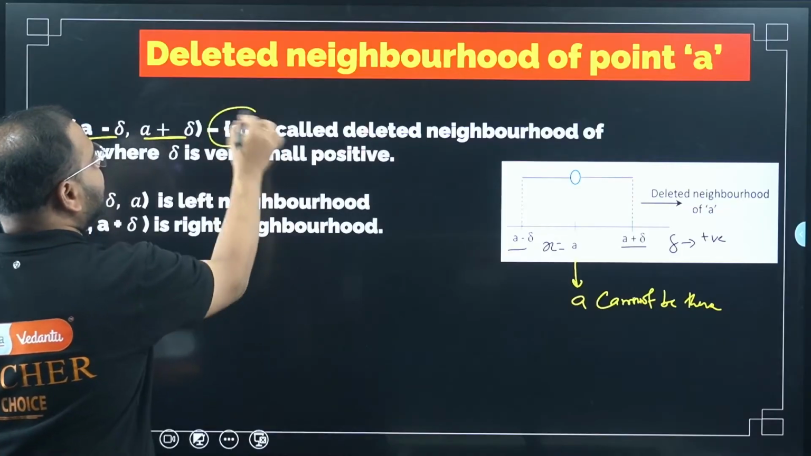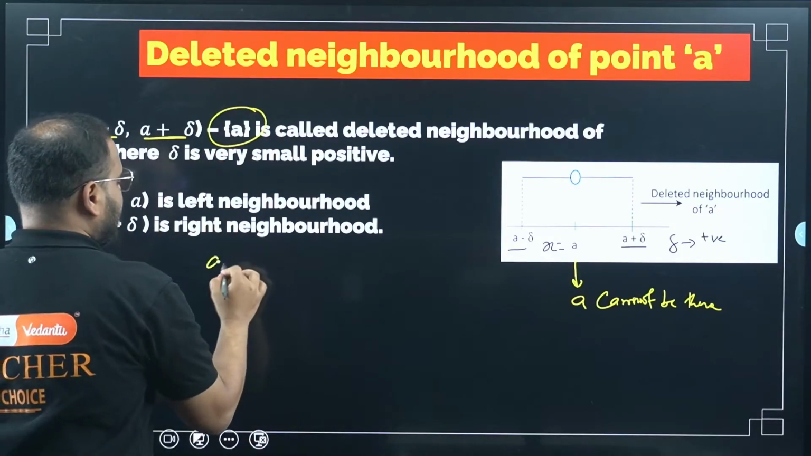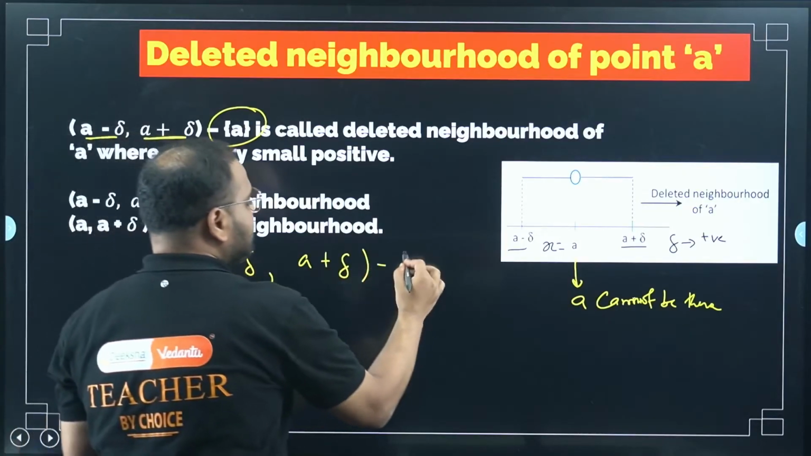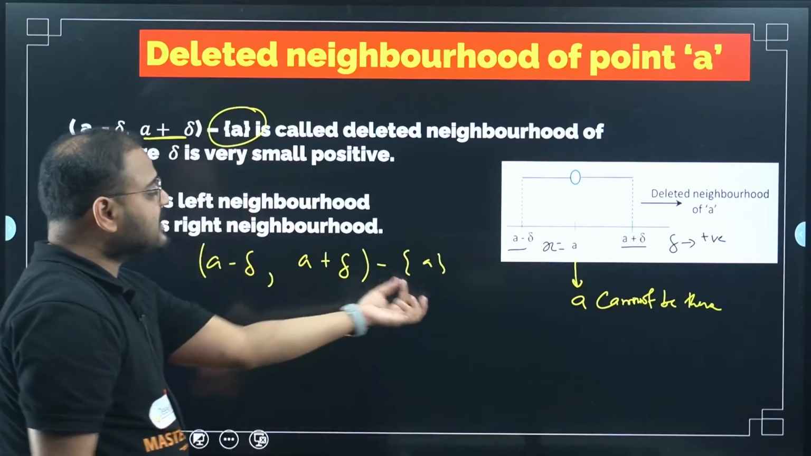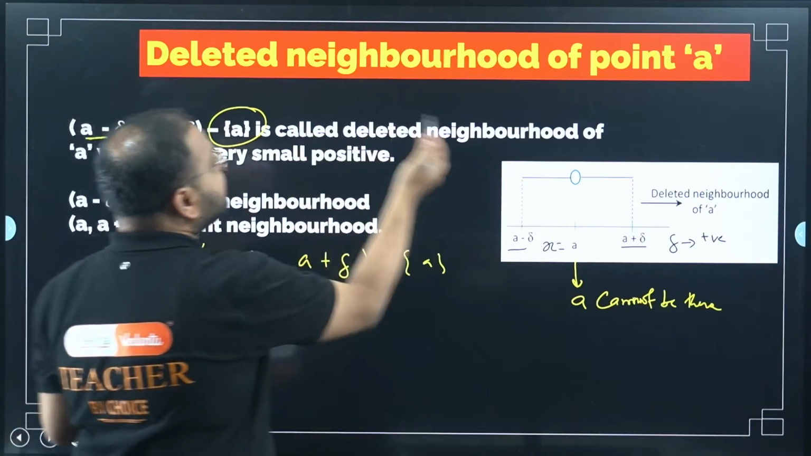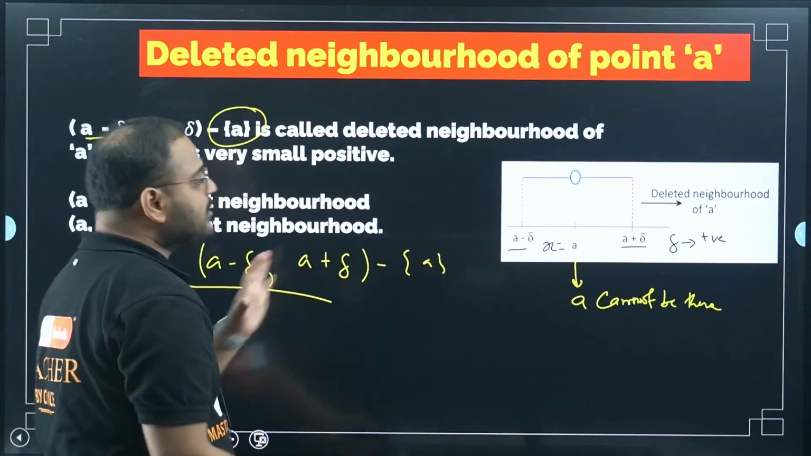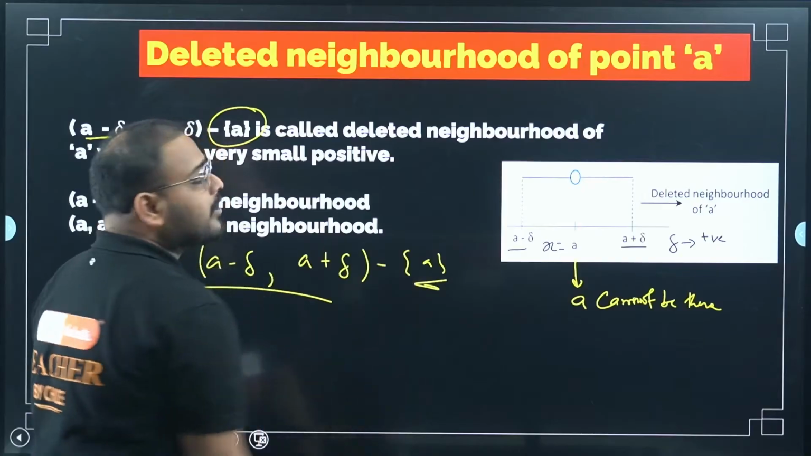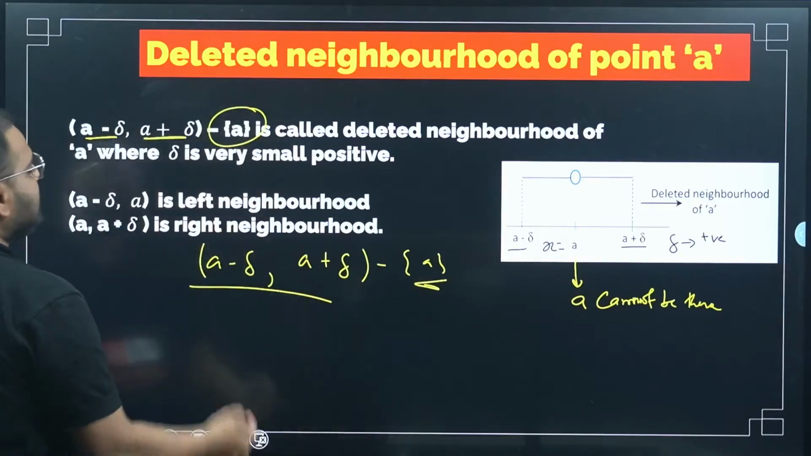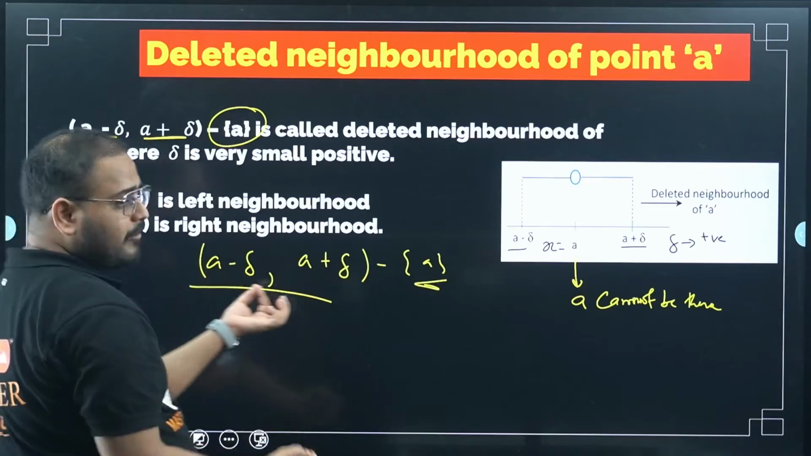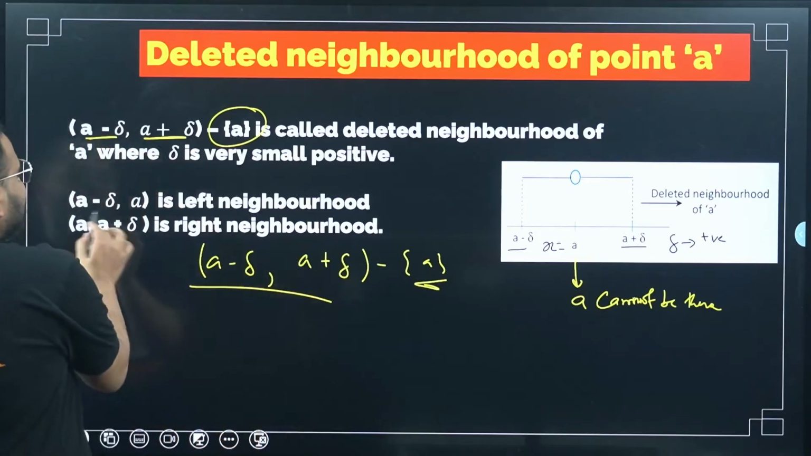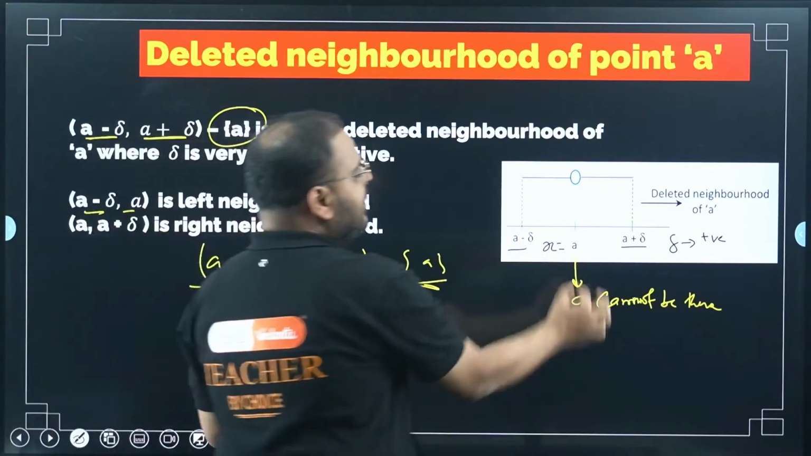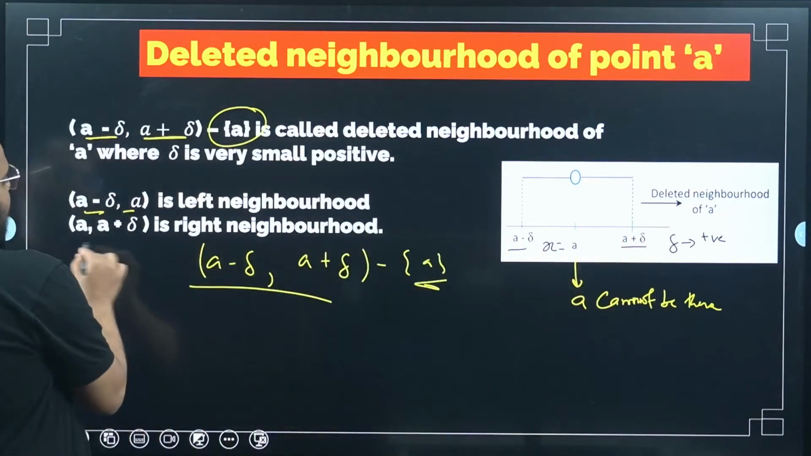See here, the element a. This is written like this: a minus delta to a plus delta, removing the element a. Everything is there, just a is not there. This is called the deleted neighborhood of point a. We are trying to approach, meaning we are defining this function from here to here, a minus delta to a plus delta except for the value a. I can also divide it like this: a minus delta to a, and in the same way a to a plus delta.